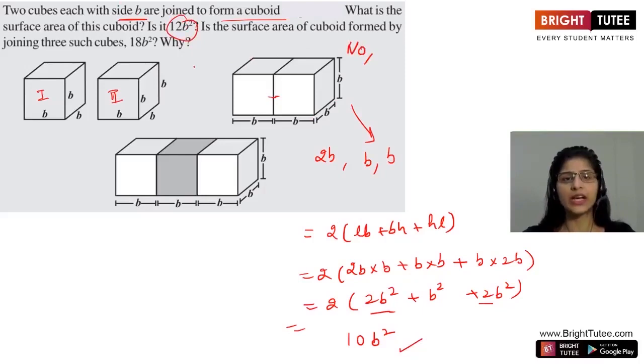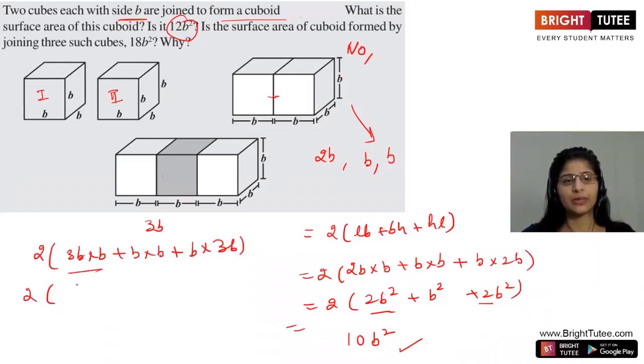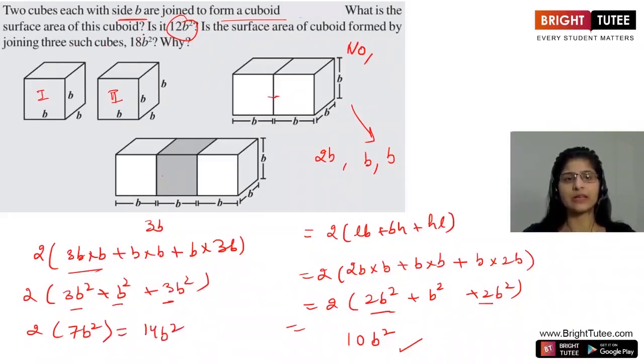Now they are saying, what is the area of the cuboid formed when we join 3 cubes like this. So just the length will become B plus B plus B, 3B. Height and breadth will remain the same. So if we calculate it, we will write 2 into (3B into B plus B into B plus B into 3B). Right? So we get 3B square plus B square plus 3B square. So we get 3 and 3, 6 and 1, 7, so 2 into 7B square, so we get 14B square. So is it 18B square? No, it's not 18B square, it is 14B square.